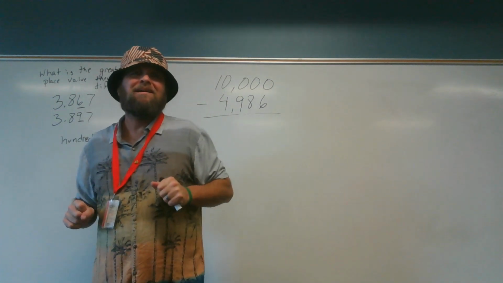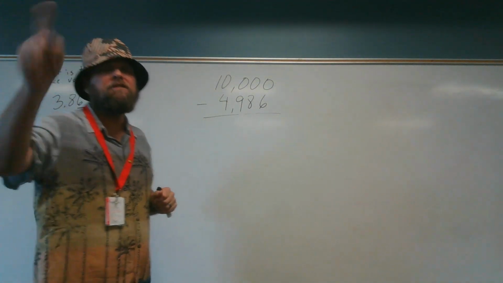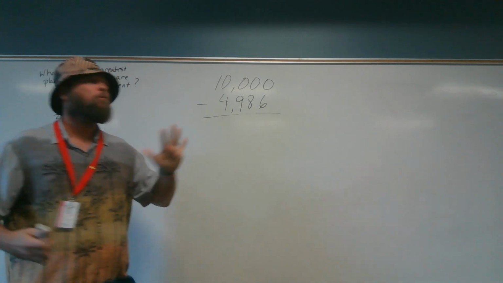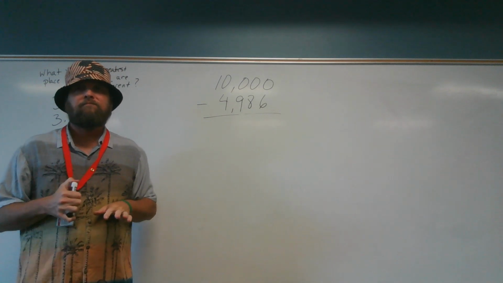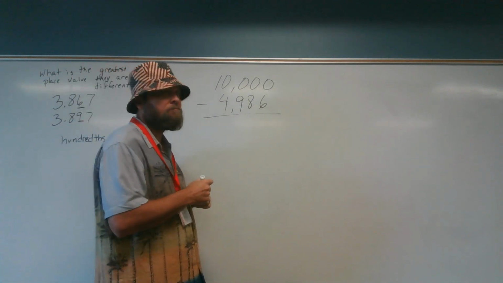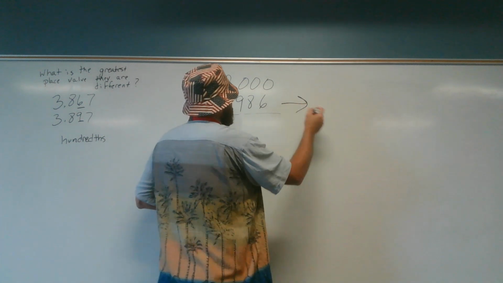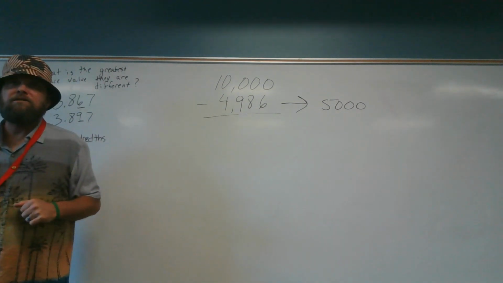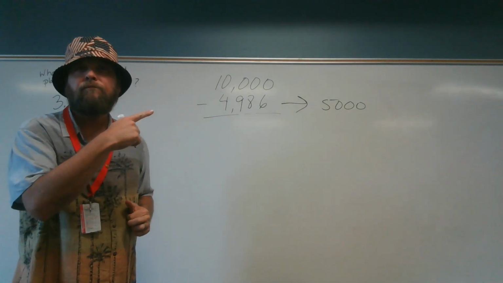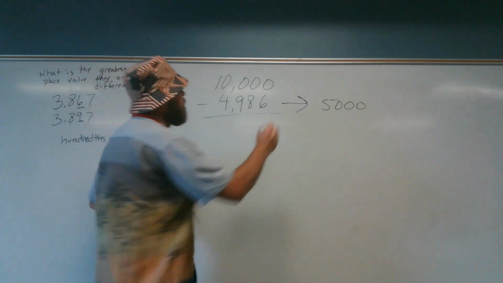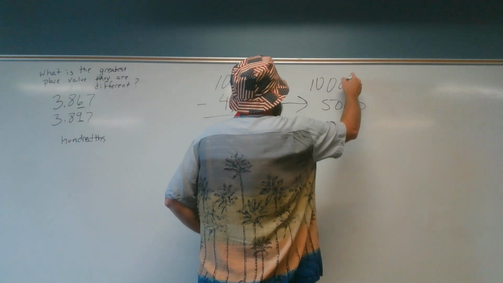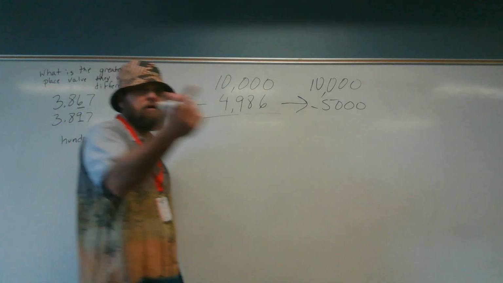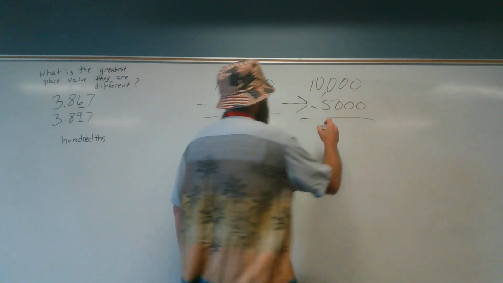And we're back. All right, Vivek, I looked at your board, and the first thing you did is what? Estimate. So tell me what you did when you estimated. I estimated the 4,986 to 5,000. Did you change the 10,000? No. Are you sure? Yes. Okay, good. So he had 10,000 and he subtracted 5,000. And what was your estimate? Your difference? 5,000.